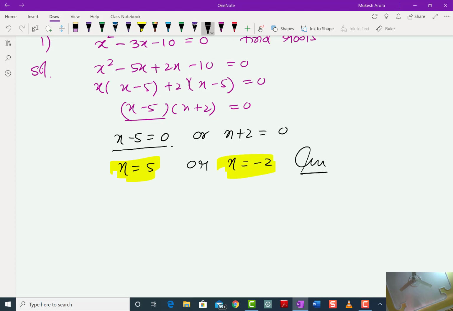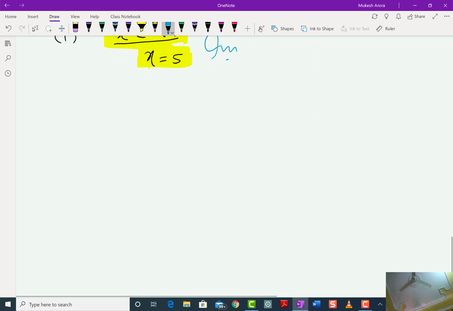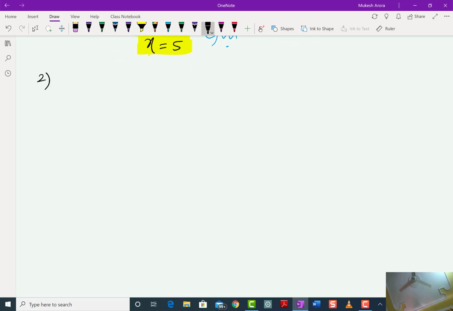If any condition is given to us in a question, then we have to give the answer according to the situation. Like if it is given x belongs to natural numbers, then the answer will be x is equal to 5, because minus 2 is not a natural number. So while solving the sum, you have to be careful. You have to see what is given to us.